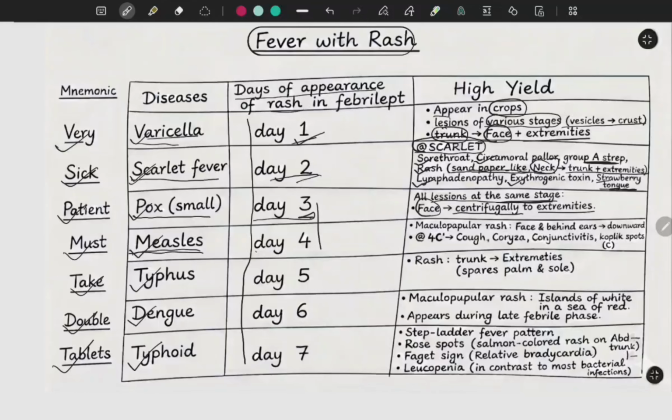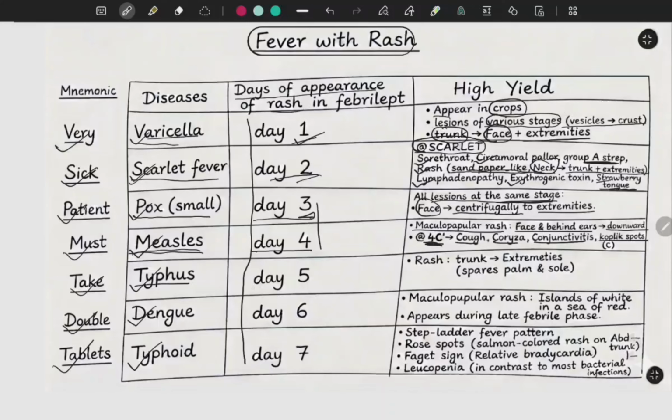In measles, the rash appears on day 4 of the fever, and the rash is maculopapular rash. First appears on face and behind ears, and then spreads downward. And we can remember the high yield points for measles by 4C, that is cough, coryza, conjunctivitis, and Koplik spots. Koplik spots are reddish spots on the buccal mucosa with whitish center.